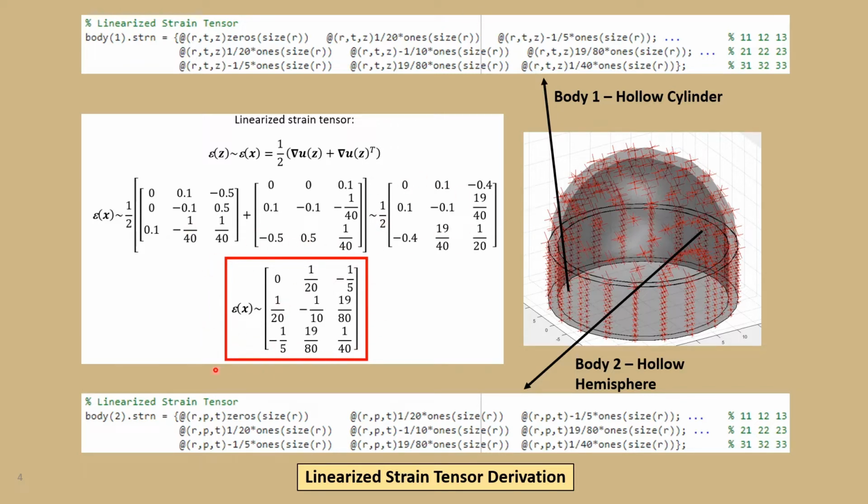And you can see that it is constant. However, almost every single component has a number associated with it, so it is relatively complicated for a linearized tensor field. And as you can see, I have defined each one of those linearized strain tensors for the different components of my body.